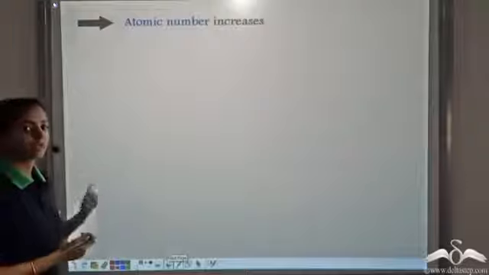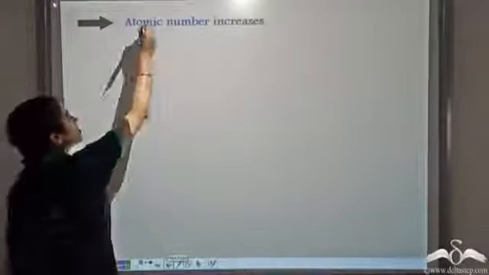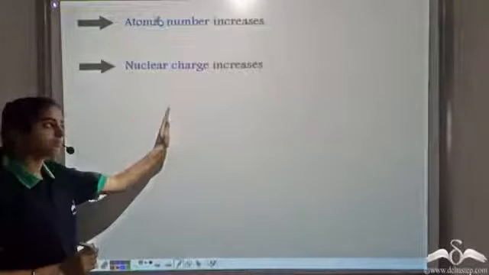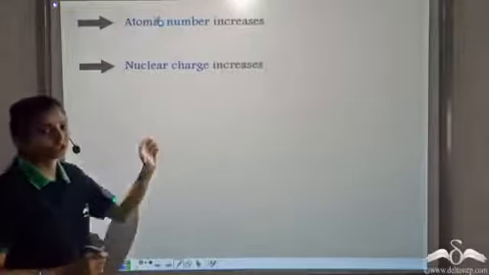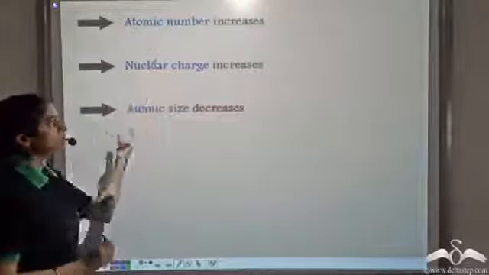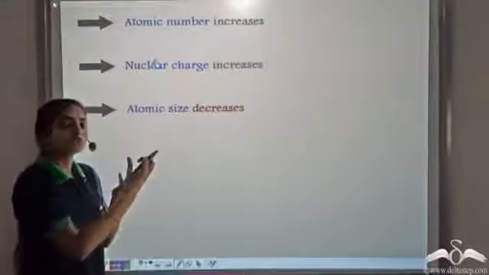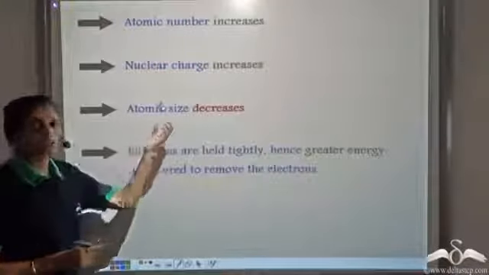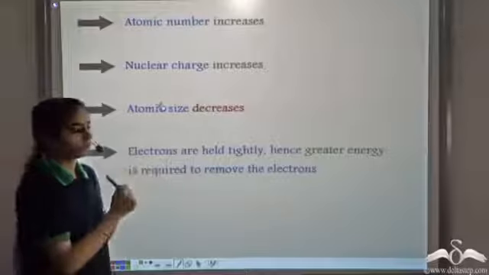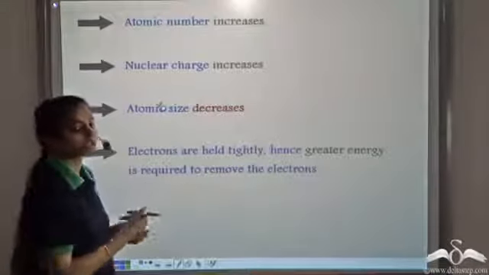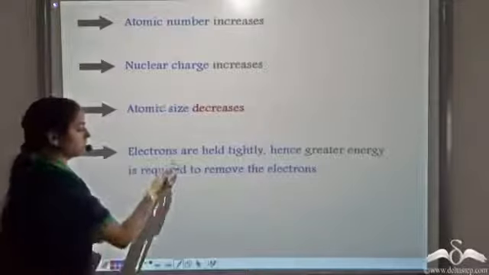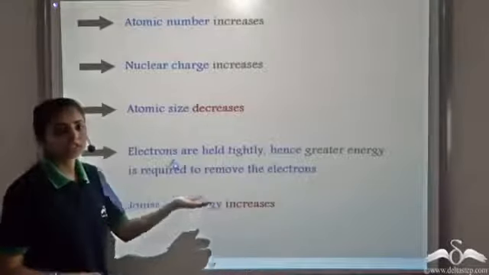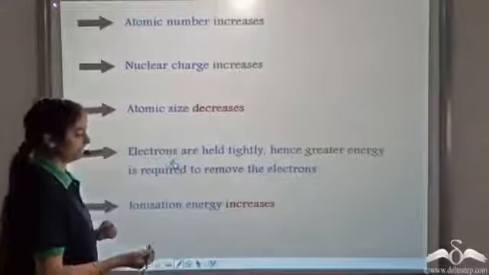So let's revisit how the ionization energy varies in a period. We know on moving from left to right in a period, the atomic number increases. As the atomic number increases, there's an increase in the nuclear charge of an atom. This increased nuclear charge tends to pull the outermost shell closer to the nucleus, so the atomic size decreases. As the atomic size decreases, electrons are held tightly to the nucleus, and therefore we require greater energy to remove the electrons from the atom. And since the energy required to remove the electrons increases, the ionization energy increases when we move from left to right in a period.